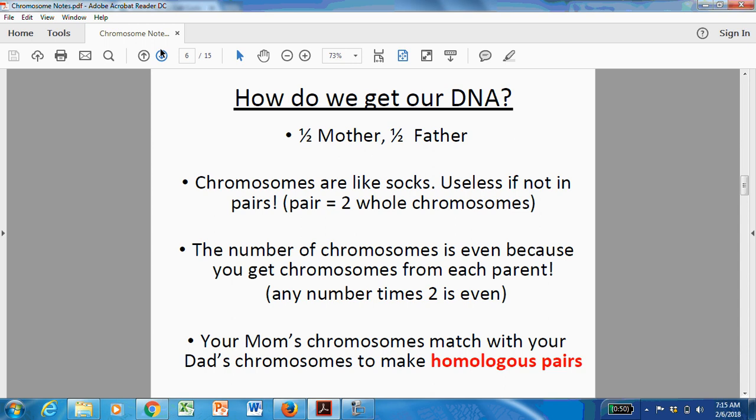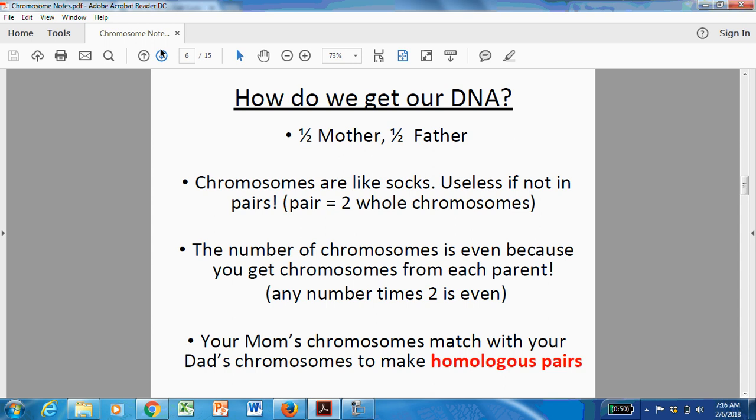So chromosomes are like socks. If you have a pair of socks, that equals two socks. If you're missing one, then that doesn't do you any good. So just think of it like that. Chromosomes have a pair. You get one from mom, one from dad, and if you're missing one, that's an issue. So the number of chromosomes is even because you get a chromosome from each parent. Your mom's chromosomes match with your dad's chromosomes, making what's called a homologous pair.